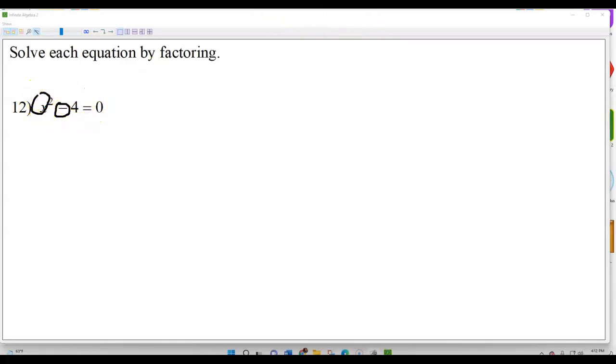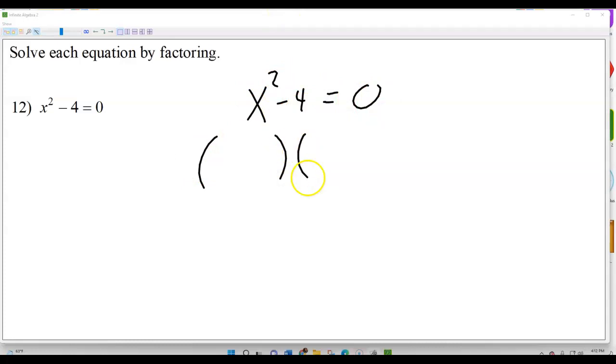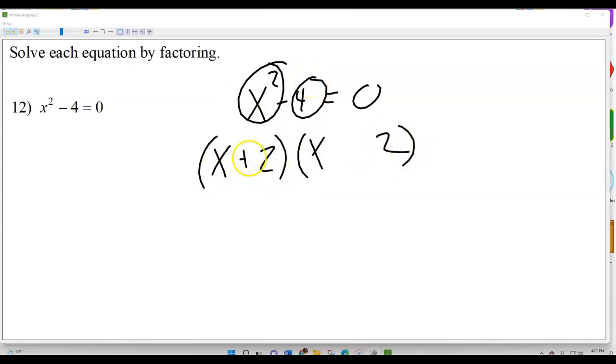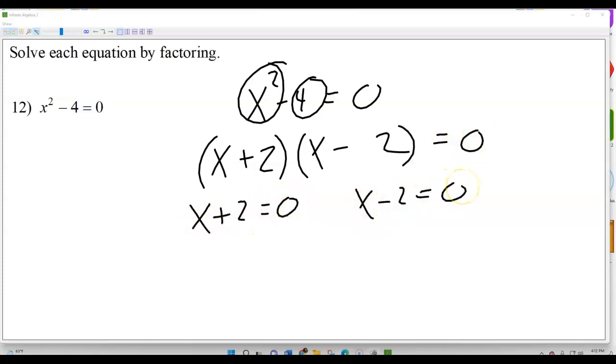And so the difference of squares method for factoring looks like this. You're going to take the square root of x squared, which is x, and put 1 there and there. You're going to take the square root of 4, which is 2, and you put 1 here and here. You make 1 a plus, and you make 1 a minus. Okay? The next thing you're going to do is you're going to set each factor, x plus 2 and x minus 2, equal to 0. And you solve each one, and that's how you solve it.